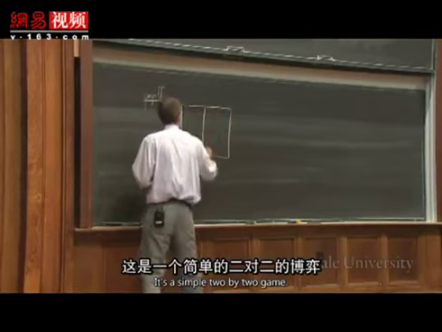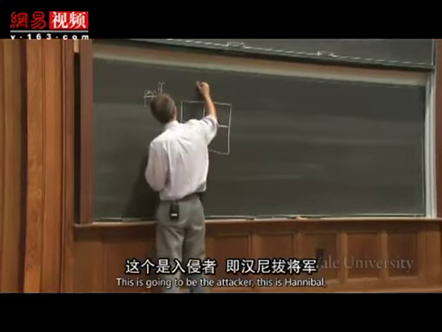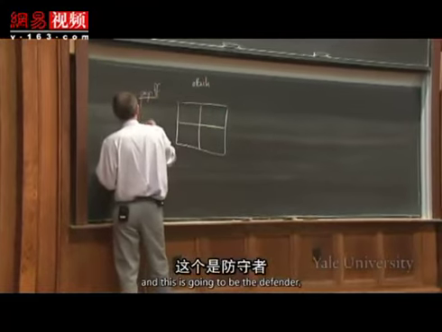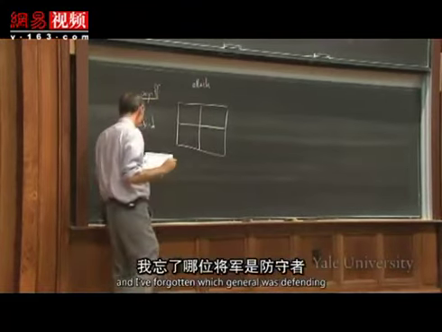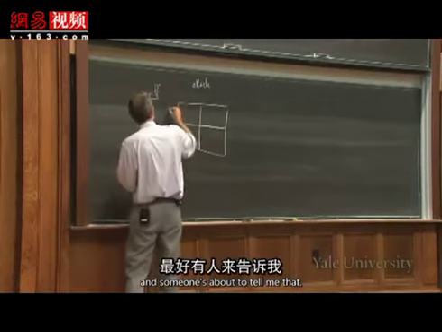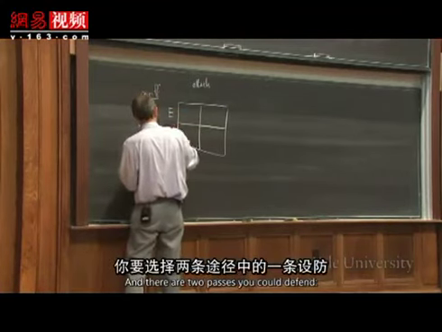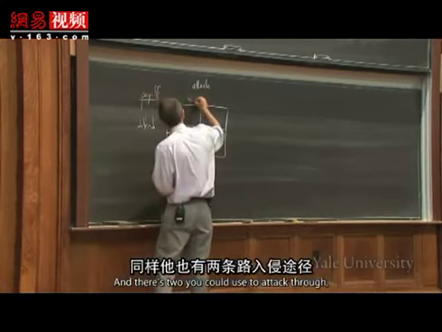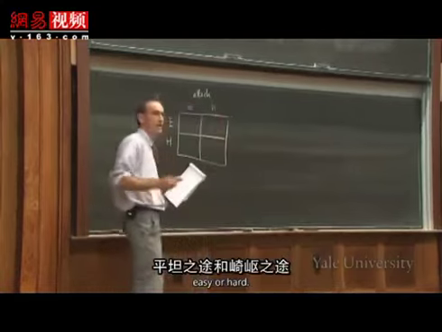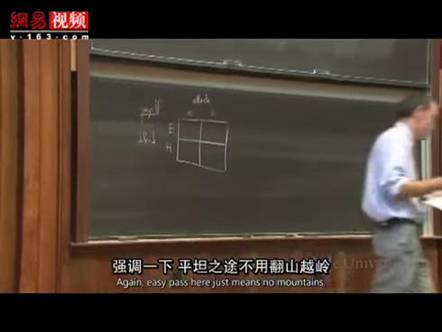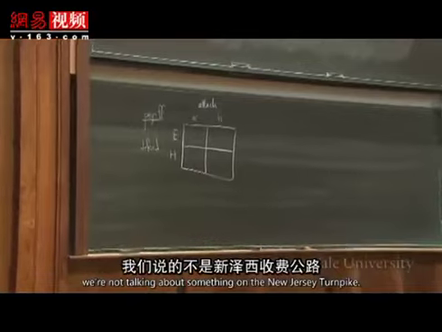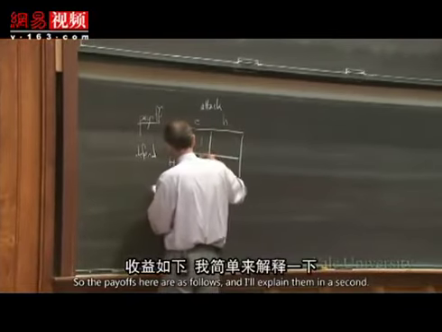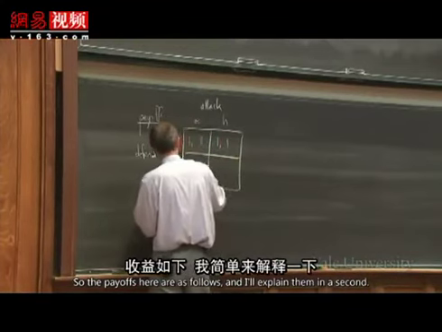So it's a simple 2-by-2 game. This is going to be the attacker. This is Hannibal. And this is going to be the defender. And I've forgotten which general was defending, and someone's about to tell me, no doubt. And there are two passes you could defend, the easy pass or the hard pass. And there's two you could use to attack through, easy or hard. And again, easy pass here just means no mountains. We're not talking about something on the New Jersey Turnpike. All right? So the payoffs here are as follows, and I'll explain them in a second.